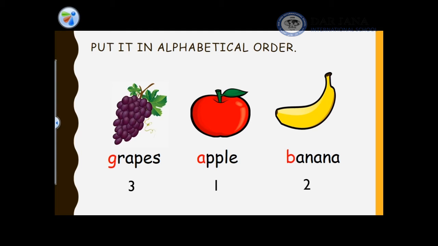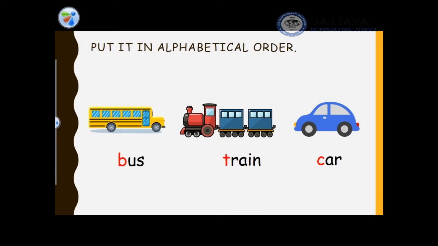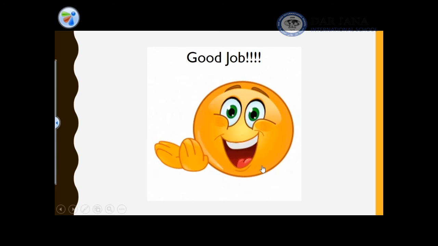Okay, let's take a look at some more words. We have bus, train, and car. Which one do you think comes first in the alphabet? The B, the T, or the C? That's right, B is first, so bus comes first. Which one comes next, the T or the C? That's it. C is second, and the last one is T, so train. Okay, good job, you're doing really well.